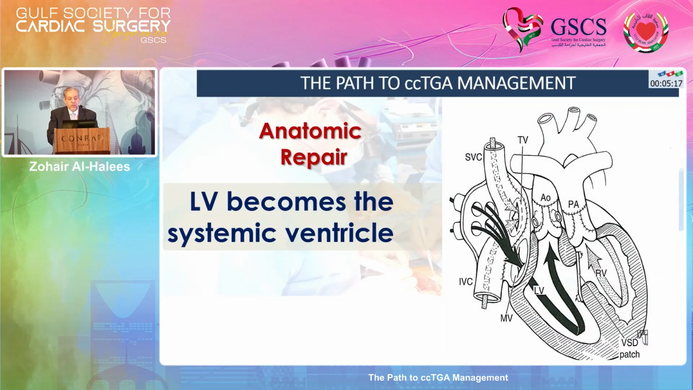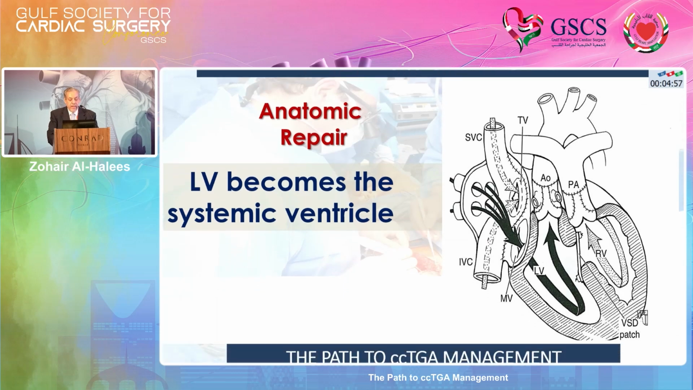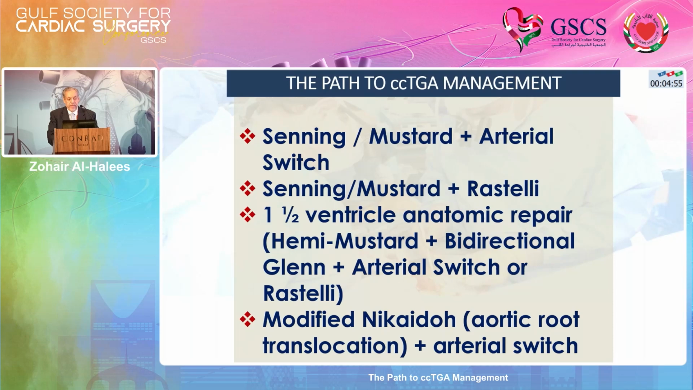In the anatomic group repair, we'll have to switch the atria. So the pulmonary venous drainage would go to the left atrium, and at the same time do the arterial switch at the outflow tracts. So the oxygenated blood now goes through the left ventricle and into the aorta, and the non-oxygenated blood goes to the right ventricle and into the pulmonary artery. So we'll have to do a Senning or Mustard, that's the atrial switch part, plus the arterial switch.